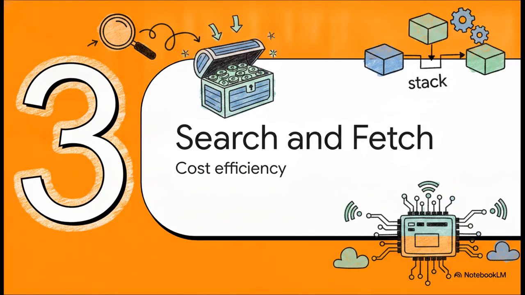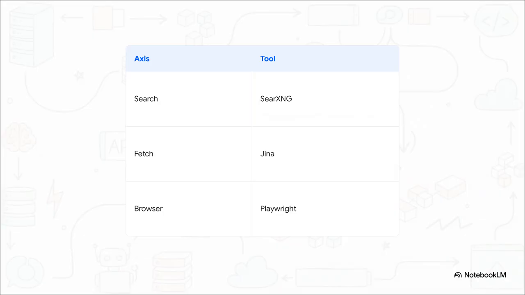Section 3, the search and fetch stack. Let's look at some specific cost-resilient tools. Here is the optimized stack recommended by our architect. For search, self-hosting just wins outright. A self-hosted SearXNG instance on a cheap VPS aggregates tons of search engines for literally zero cost per query, especially if you throw a Redis cache in front of it to absorb those rate limits.